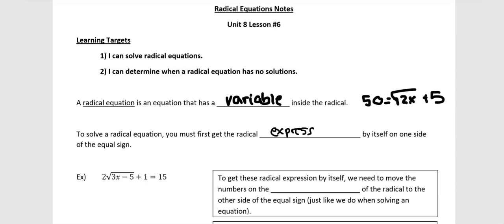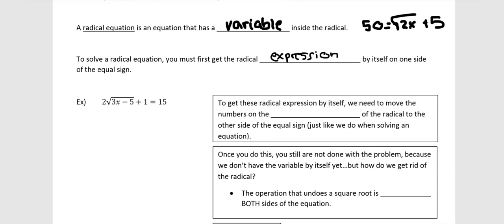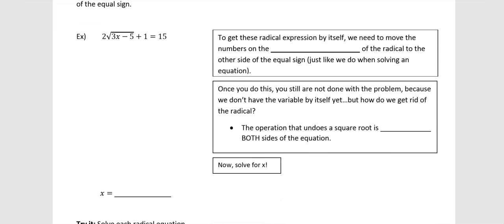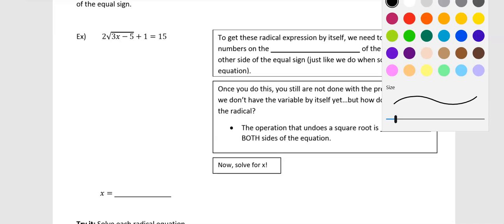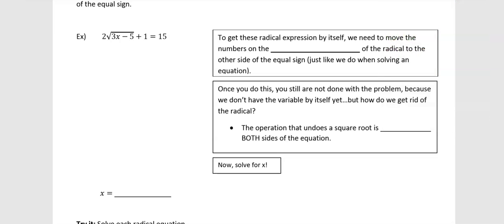So the radical expression is literally the part that's the radical. Looking at this first example that I'm going to take you through, right down here, the radical expression is this part right here, because it's inside the radical. So basically we want to get this by itself. So we want to move the 2 away and the 1 away.